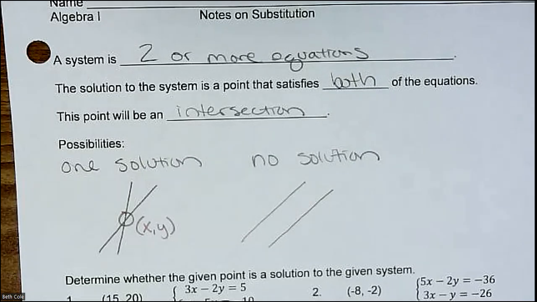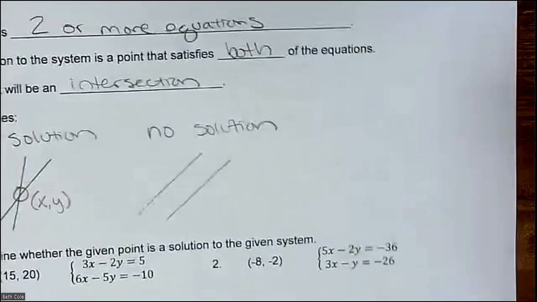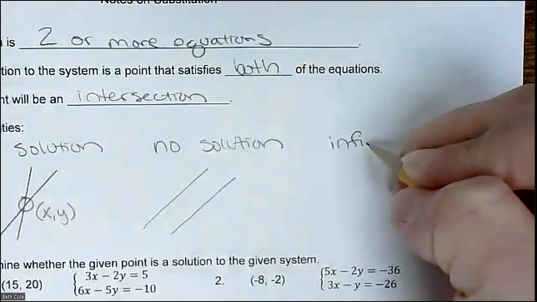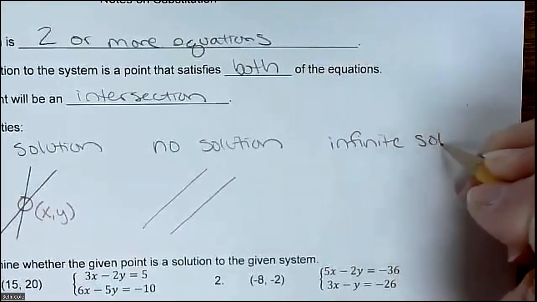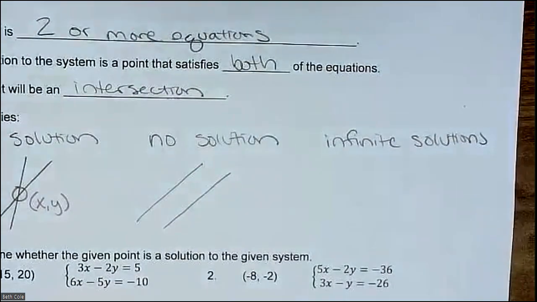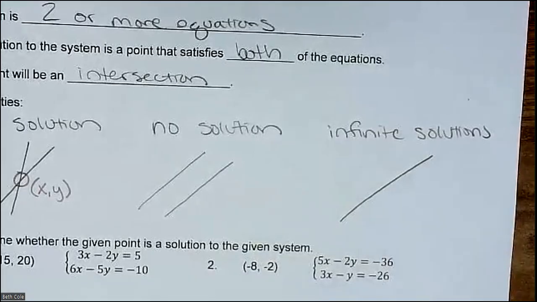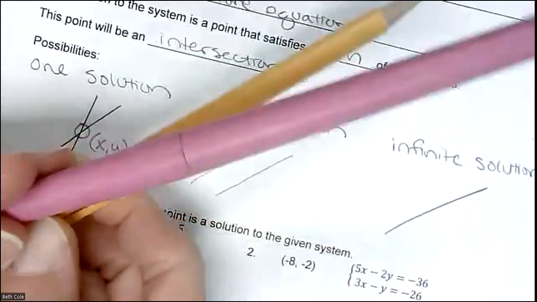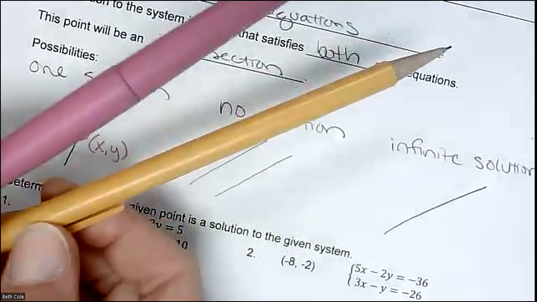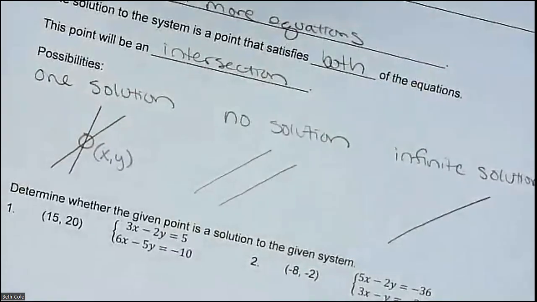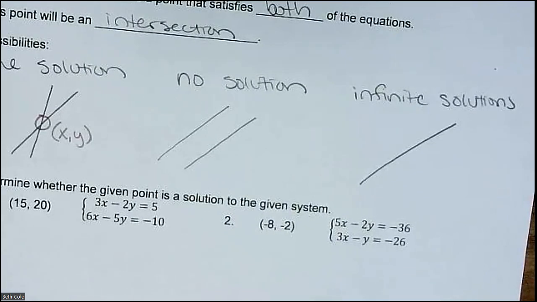They're not very expensive. And then the last thing that can happen is you can have infinite solutions, which infinite means forever and ever. Now it's going to look like I'm only drawing one line, but what happens is you have two lines and they are one on top of each other. Do you see what I'm saying there? Like they literally intersect everywhere because they are the same line. So infinitely many.